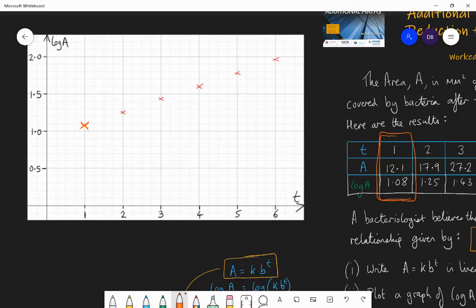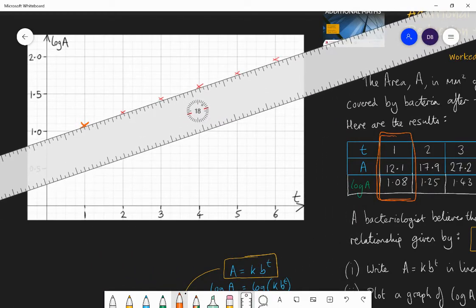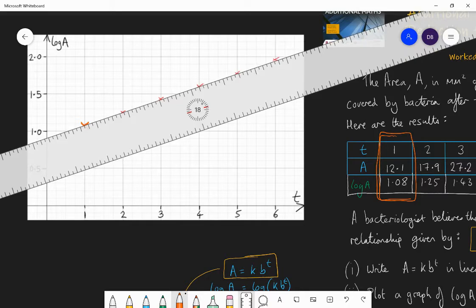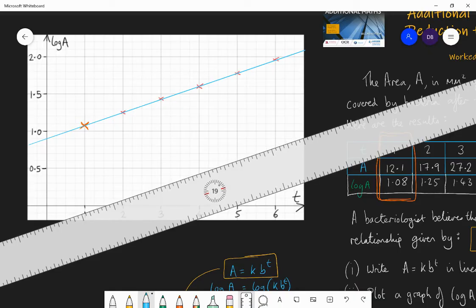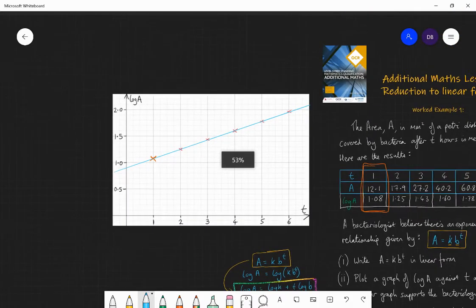Okay, so let's see, does this form a straight line? It does seem to. So let's try and draw a straight line through those points as best we can. I'll try and do that. So I get something like this. There's my straight line. Okay. So it does seem to follow a straight line.